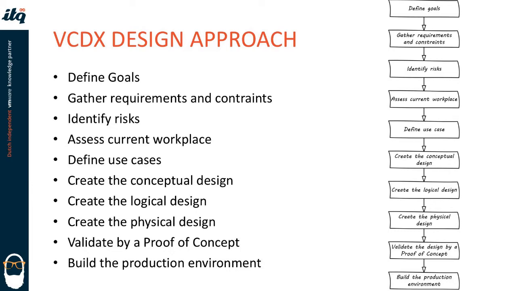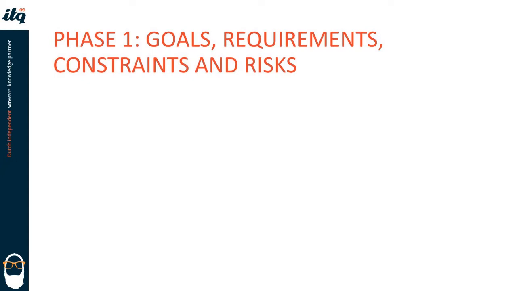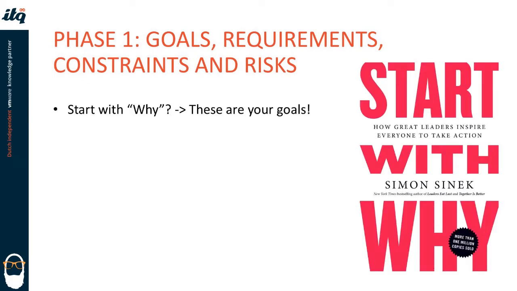Now we're going to dive somewhat deeper into the different steps. So first, the goals, the requirements, constraints, and risks. What I find really important, and I recommend you guys reading this book, is start with why. So I already mentioned the goals within a project. If your organization or your customer doesn't really know why they want to build a VDI, it's probably going to end up with something that's unmanageable, something that's far too expensive, because you need to create a business case prior to everything you do in order to know if you're going to succeed.